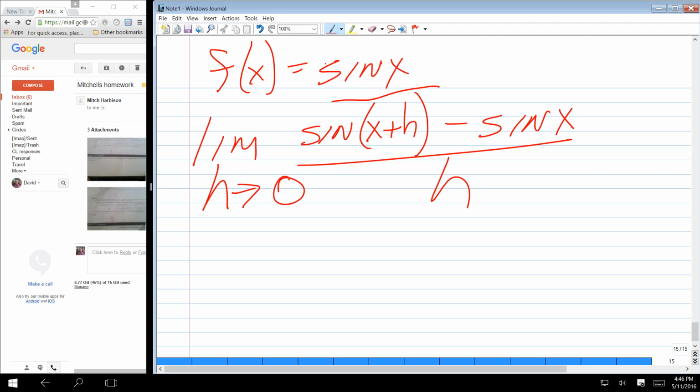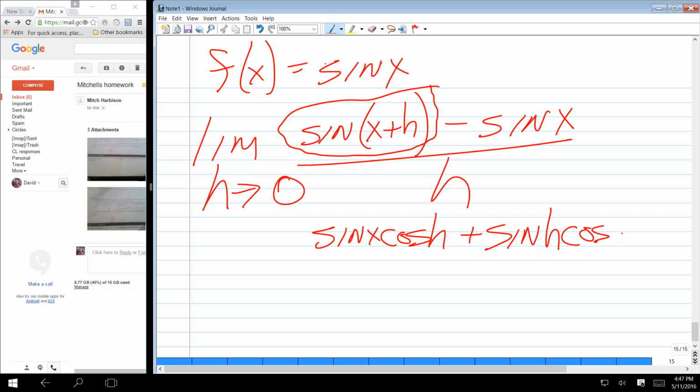Well, how do you think I expand that? Would it just be sine of x plus sine of h? No, you use the sum and difference identity. Remember what the sine of a plus b is. It's the sine of a cosine of b plus the sine of b cosine of a. So that's what it would be. It would be the sine of x cosine of h plus the sine of h cosine of x.